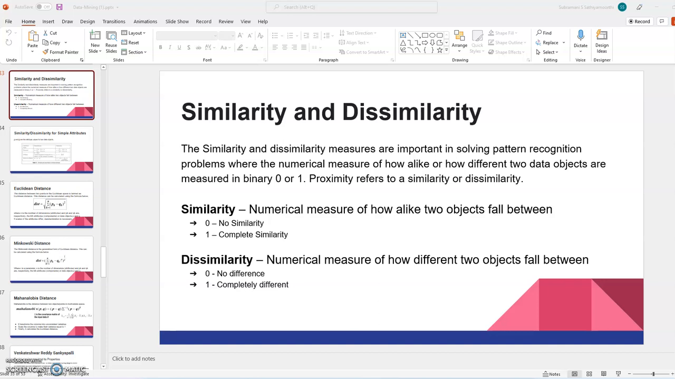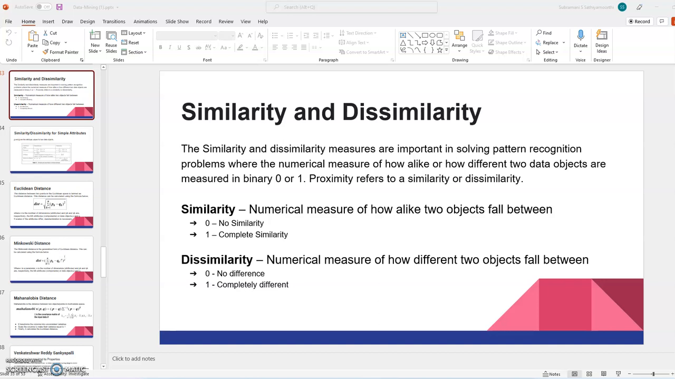So, to start with, what is similarity and what is dissimilarity? Basically, similarity, as the name suggests, is the grouping of similar objects that are alike, and dissimilarity is similarly about objects in clusters that are different, that are not alike.